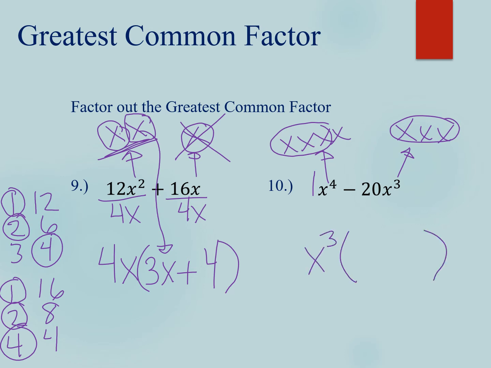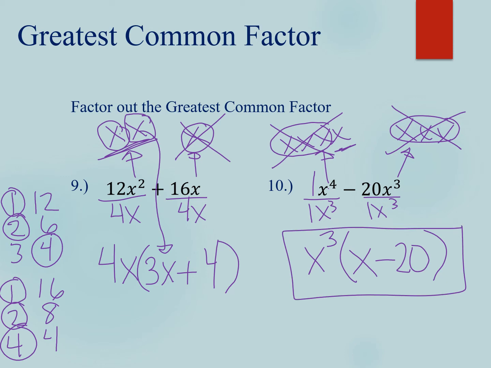And then I can start my parentheses. Remember, this was 1. You don't have to put it. You can put it, I'm not going to count that wrong, but you really shouldn't write that. Okay, so I'll erase it. And then here I'm going to divide each term by x cubed. So 1 divided by 1 is 1. And then there were 4 x's, and I took 3 of them out, so there is 1 left. So I'm going to put 1 here. Okay, minus 20 divided by 1 is 20. And then there were 3 x's, and I'm taking all 3 of them away, so there's none left. So that's gone. So there is my final answer.